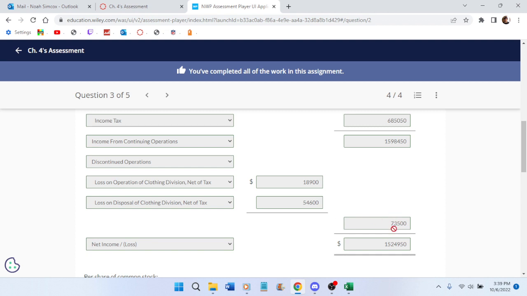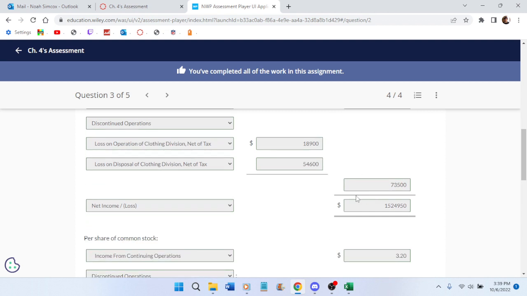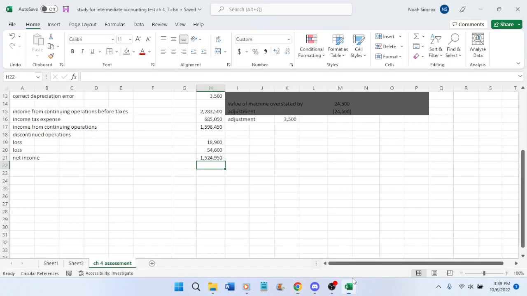They calculated the total loss from continued operations. Who cares? I'm not even going to bother. Net income 1,524,950. 1,524,950. The next thing is what? That's it. Well, earnings per share. Okay. Right? EPS.